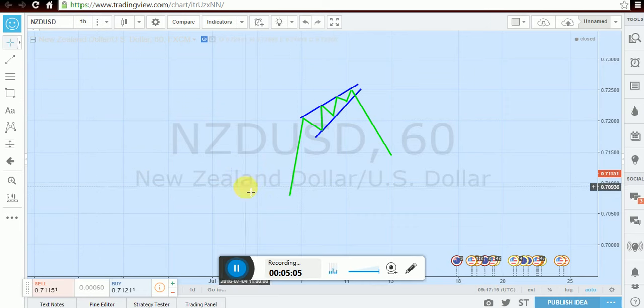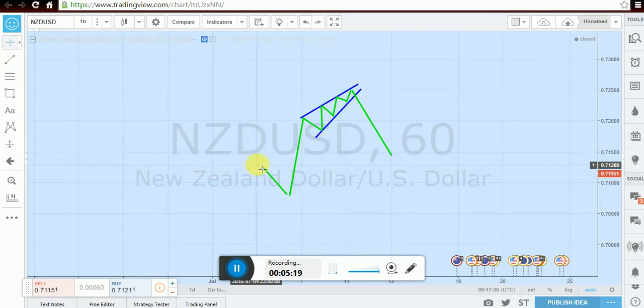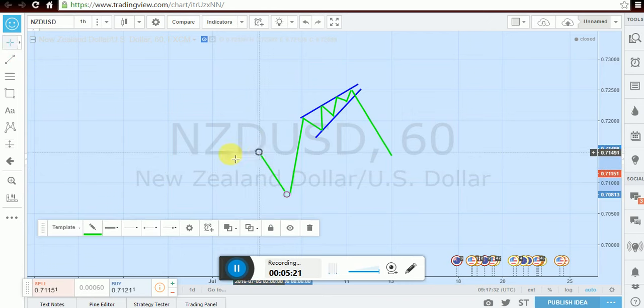So for example, you see this rising wedge. Let's say the rising wedge completes something like this. Now this is not long enough. So you have got something like this.